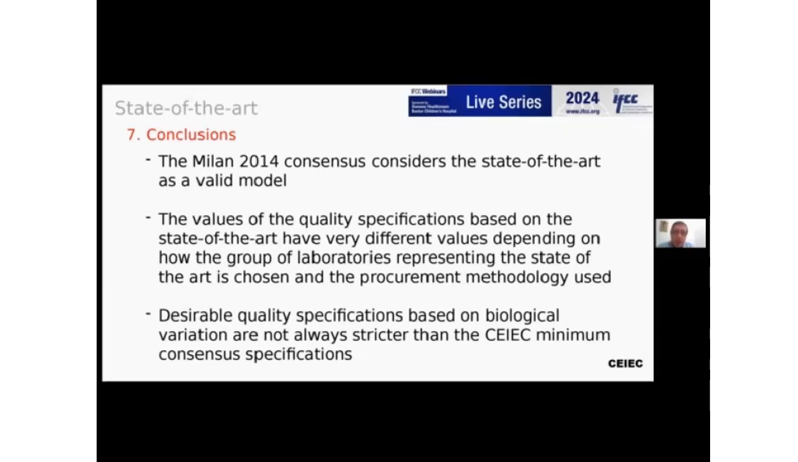Third, if we compare the desirable quality specification values according to biological variation, they are not always stricter than the minimum consensus specifications. Logically, the desirable one has been used because it is not the one most used in laboratories. Finally, the bibliographies are articles produced over the years by the committee on which this presentation is based. I hope you like it.